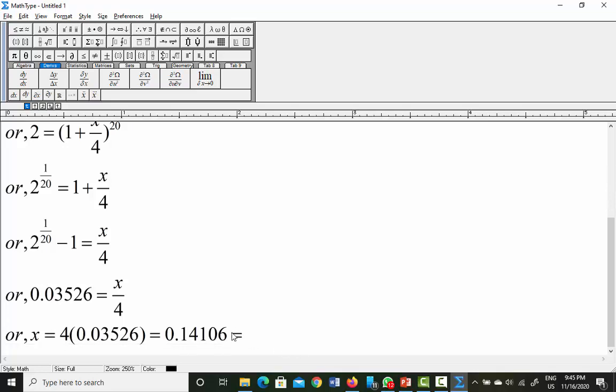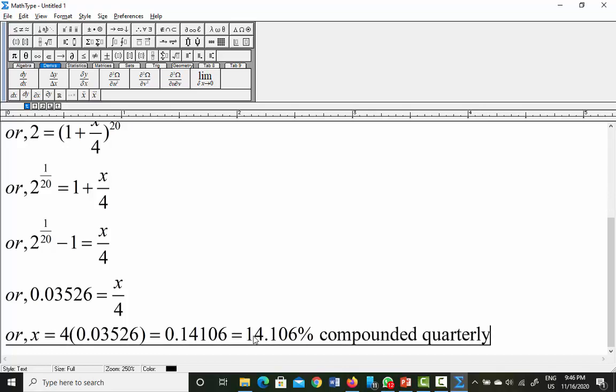So that means this one needs to be represented as a percentage, right? If you multiply this by 100, we will get 14.106 percent. So that means 14.106 percent compounded quarterly. This is the interest rate.